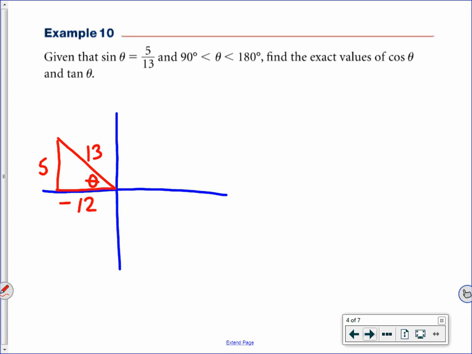That's why they had to give us the information about theta being between 90 and 180. So we've got the three sides of our triangle. Now I can answer the sine of theta, which is 5 over 13. That was given. The cosine of theta, that'll be negative 12 over 13. The tangent of theta, that would be opposite over adjacent. So just a concept question to make sure you can interpret and use any kind of information given to you in a trig question.